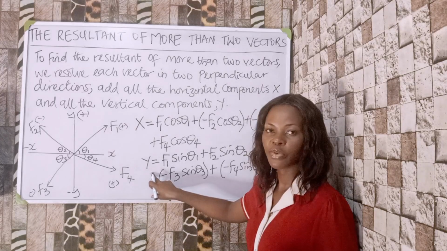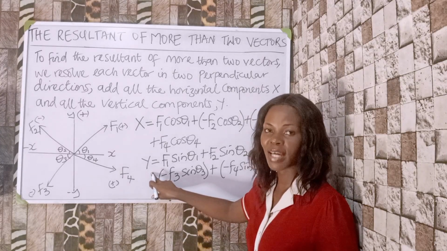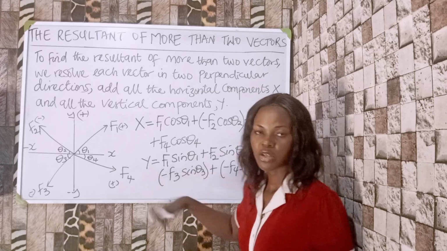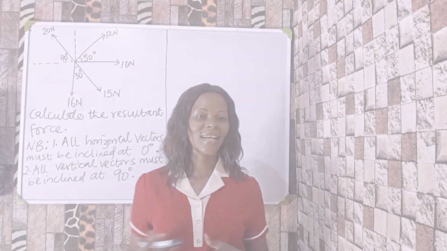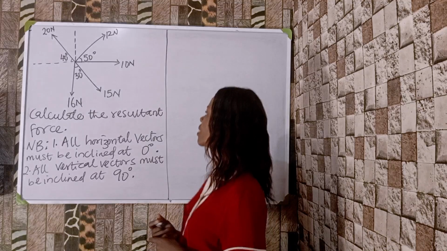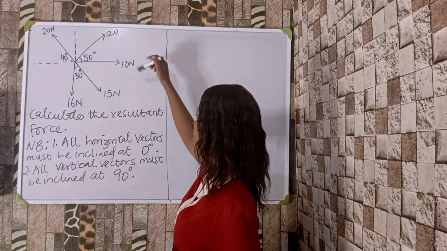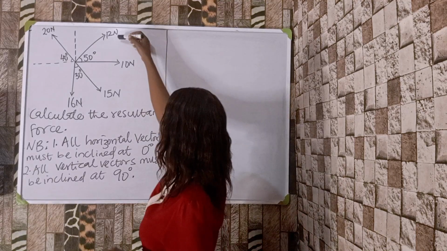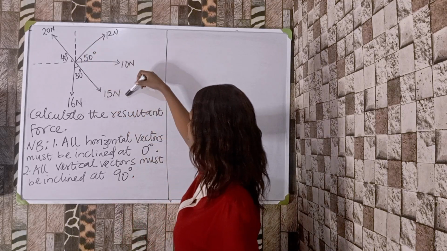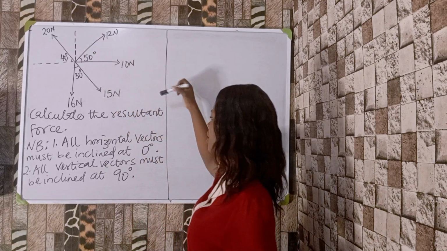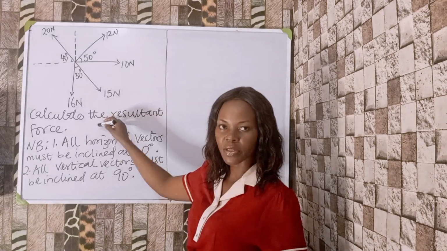Then at the end of the day, we use right angle vectors to solve to get the total resultant. So let's look at an example on the board. We are given this diagram. We have forces of 10 Newton, 12 Newton, 20 Newton, 16 Newton, and 15 Newton. We are asked to calculate the resultant force.